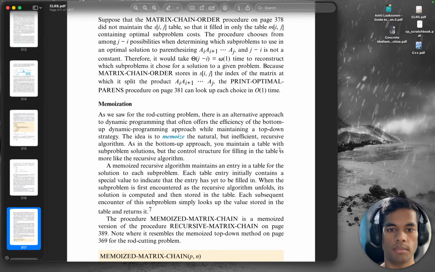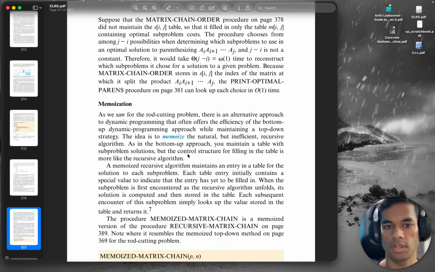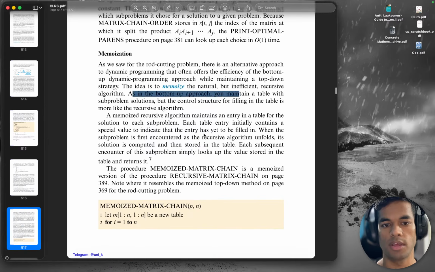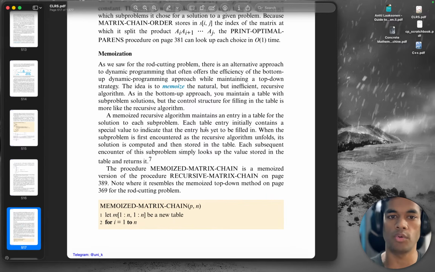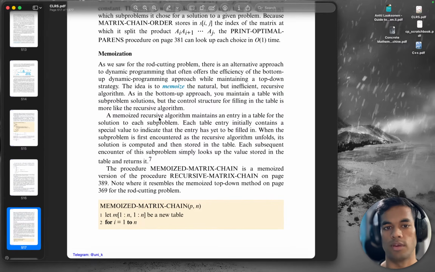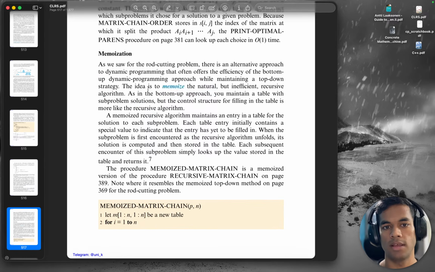As in the bottom-up approach, you maintain a table with subproblem solutions, but the control structure for filling in the table is more like a recursive algorithm. In the bottom-up approach, we are very specific about how we fill our table, but in recursion, we are not very specific. We are just memoizing, using a data structure to store solutions for subproblems which we have solved, and then later we just look it up in the memoized data structure.